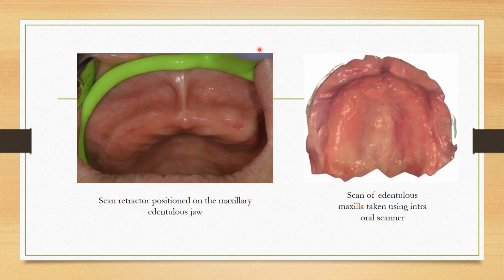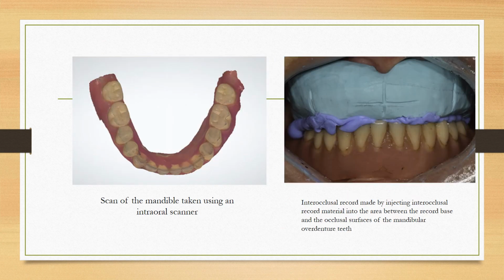When you put it in the arch, you can see and scan the whole arch, and you can get a rough extent of the arch. You can get the exact extent as you move the scanner around. So you can see this is the scan from the oral scanner.